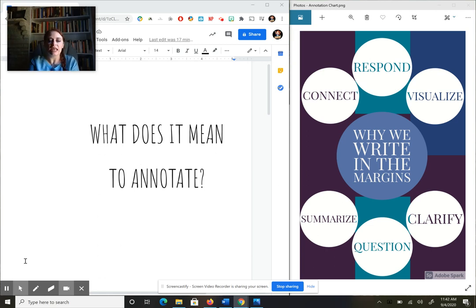Okay, so today the little mini lesson we're going to do is about what does it mean to annotate? So we're looking at why do we annotate and what do we do when we want to annotate? So take a look at this anchor chart over here. When we talk about annotation, what we're talking about is the things that we write on our paper, okay? So reasons why we might write in the margin.